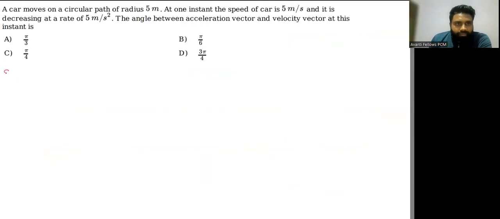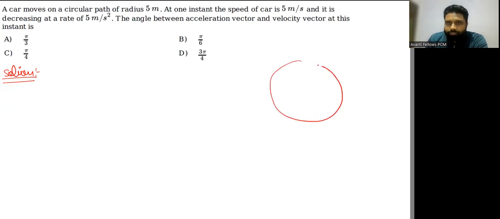Now, this question is from circular motion. A car moves in a circular path of radius 5. At one instant, the speed of the car is 5 meter per second and it is decreasing at a rate of 5 meter per second square. Now the angle between the acceleration vector and velocity vector at this instant. Now suppose this is the circular track in which the car is moving. And let's say the car is moving in this direction. So the direction of velocity will be in the tangential direction. But the speed of the car is decreasing at the rate of 5 meter per second square.